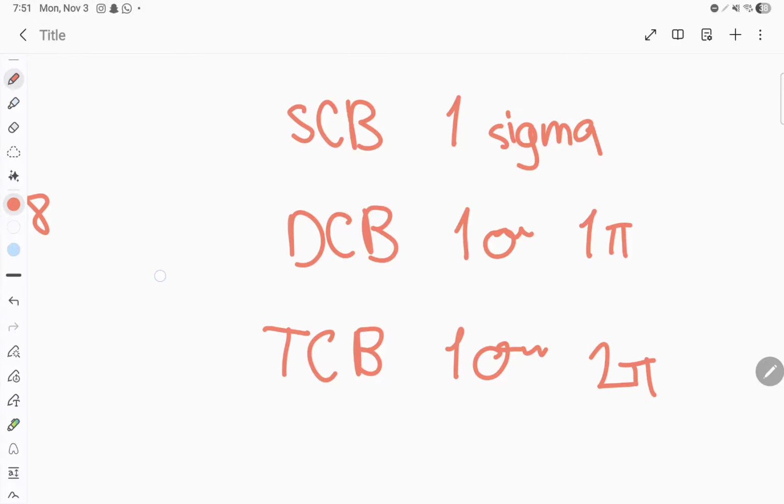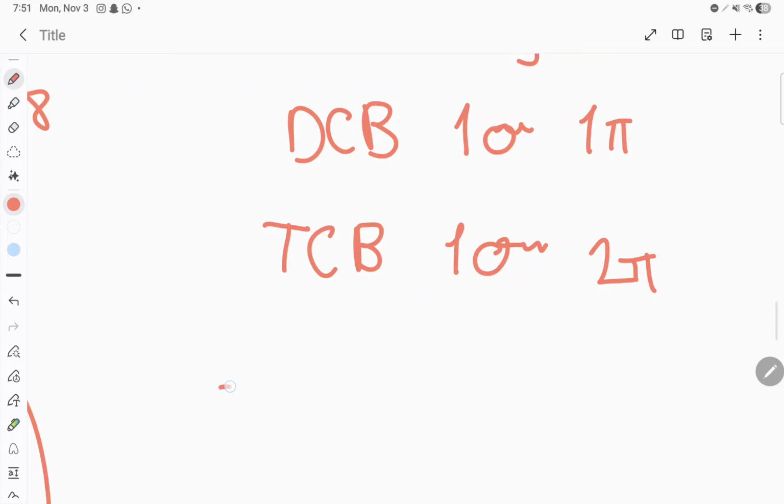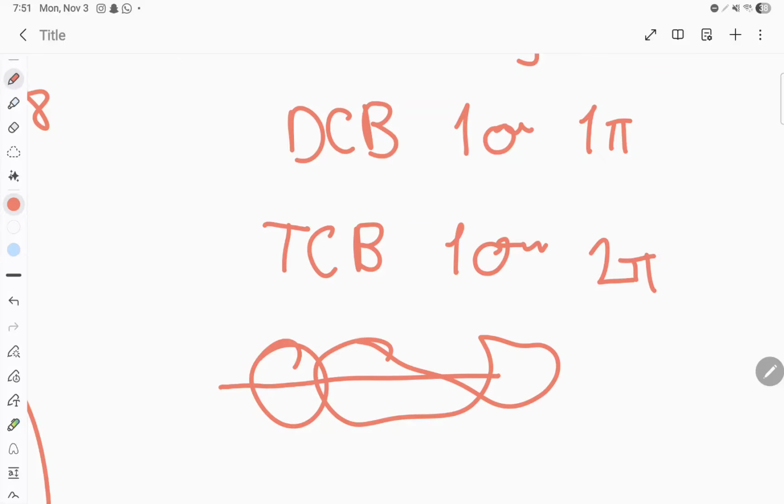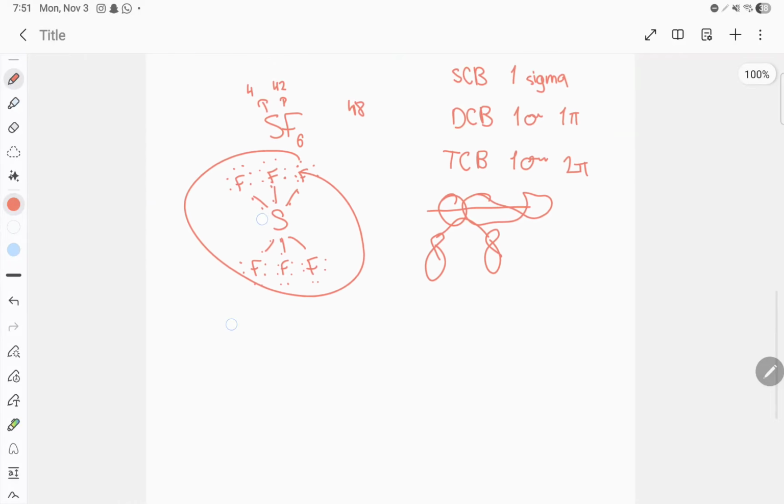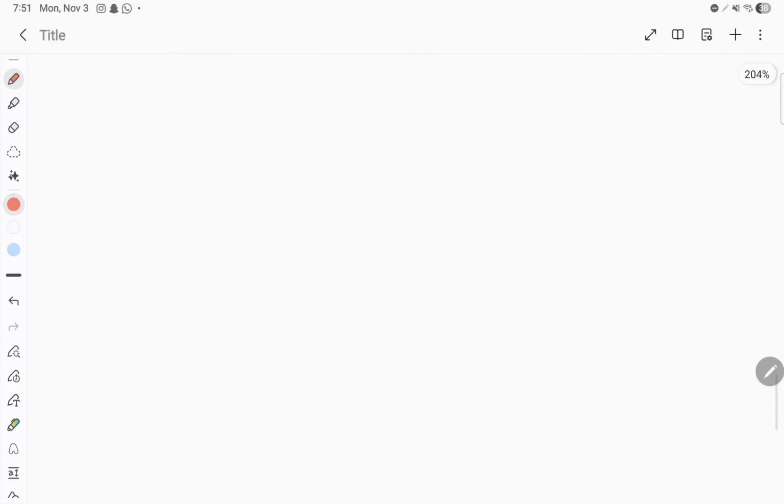Whenever you see two orbitals joining together in a straight line, end to end, this is sigma. Whenever you have an orbital like this and an orbital like this, they're not end to end, this is pi. Now we're done with that, and we have resonance structures. Now let me quickly explain what resonance is.